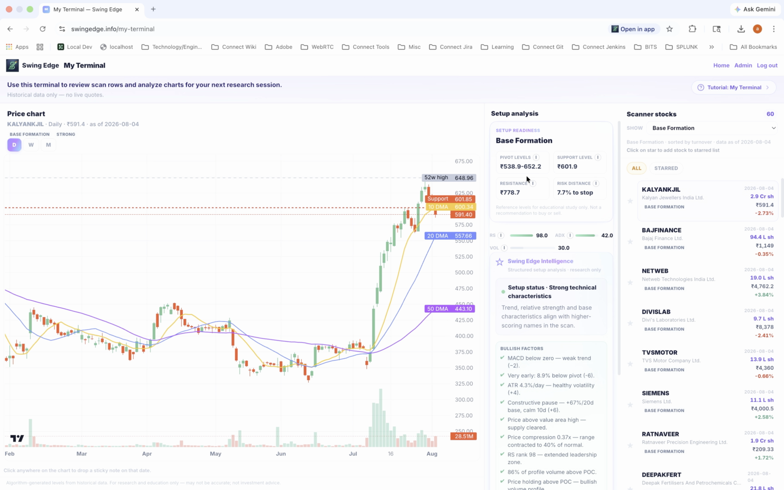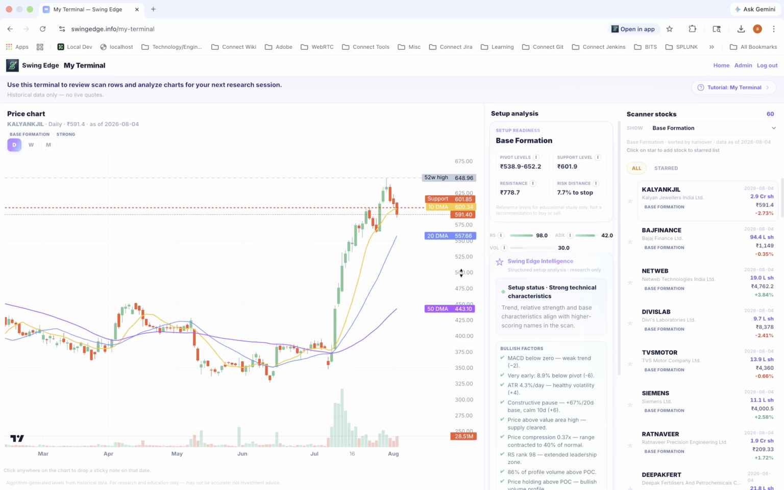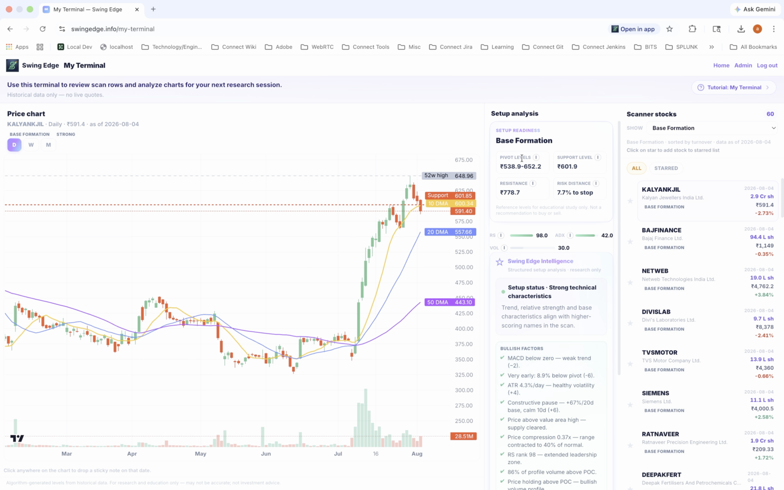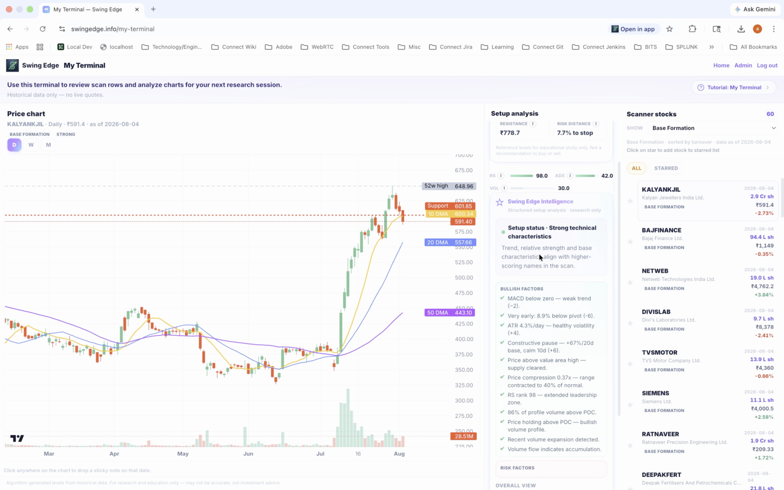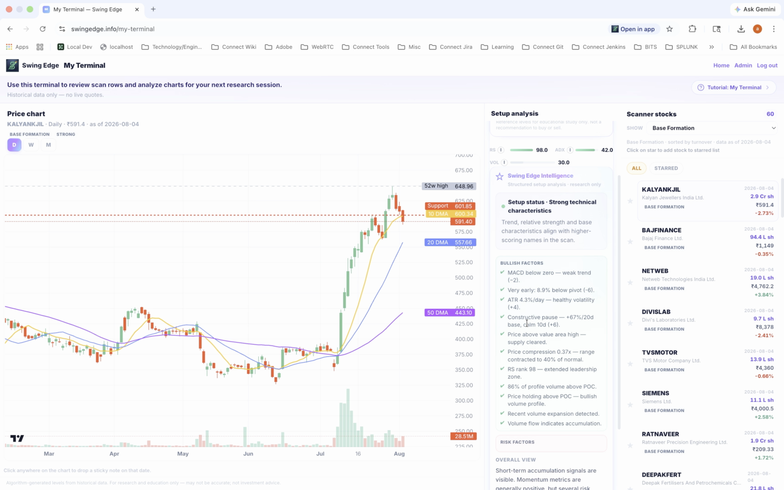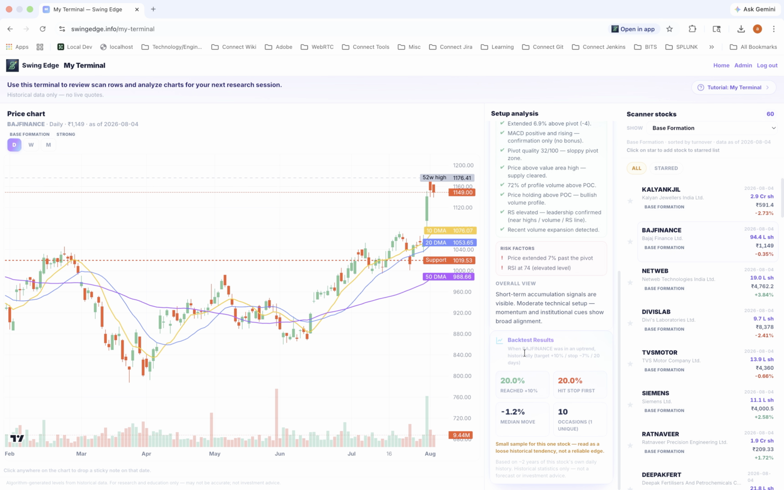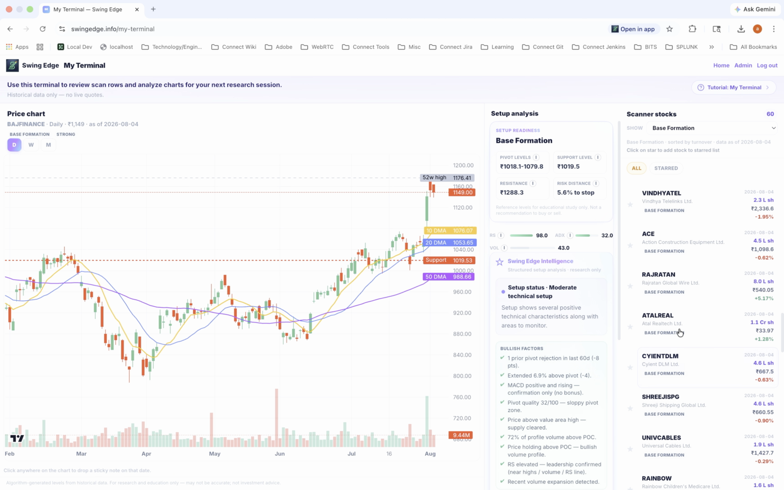So in my terminal, you see it is a very good tool for your analysis. You see a chart here where VWAP is plotted, you have 10 DMA, 20 DMA, everything is there, 52 week highs are plotted. Then you have the pivot, support and resistance levels. Then you have ADX, RS, volume, and also the swing edge intelligence and the backtest results of the last 2 years. Using this data, you can check which stock is actually good for swing trading.